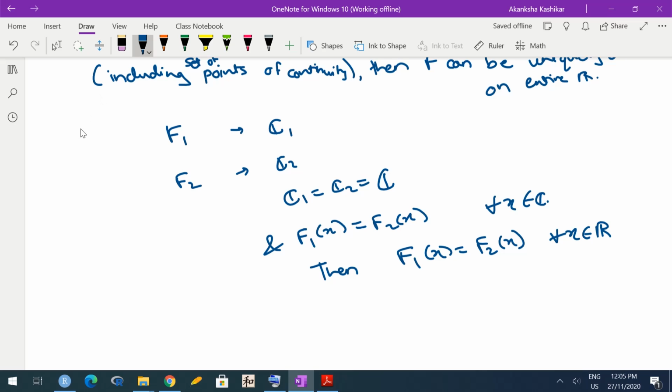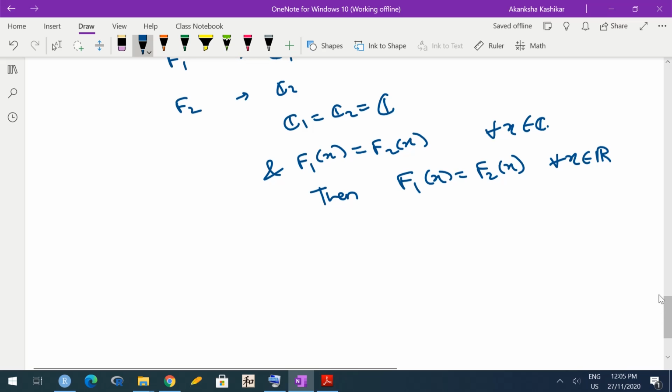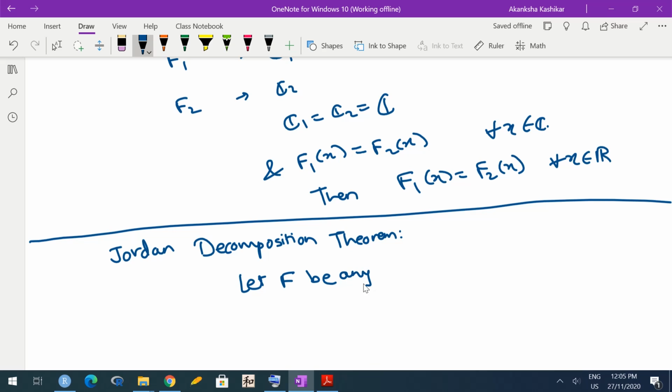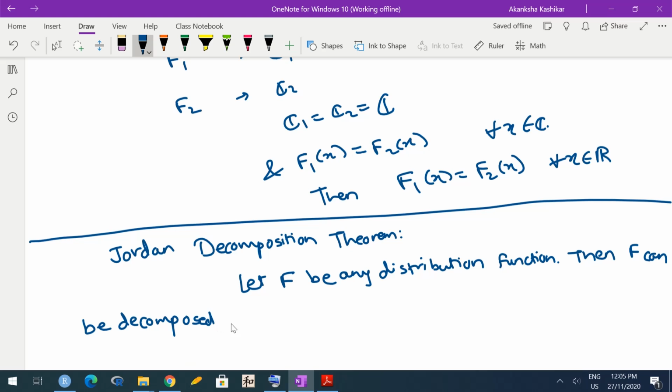now we have one more important result in distribution function theory. That is called the Jordan decomposition theorem. Okay, so Jordan decomposition theorem. Let f be any distribution function, a single distribution function, then f can be decomposed into two components as follows.